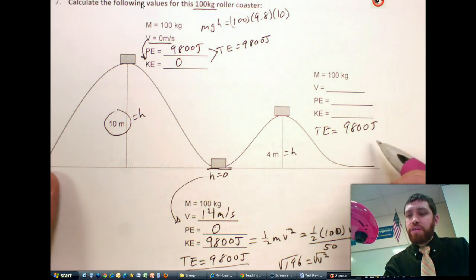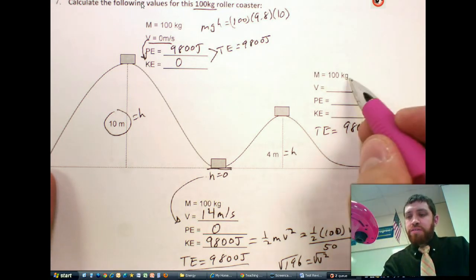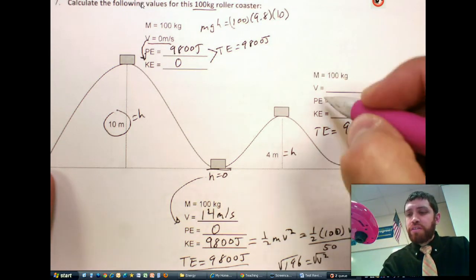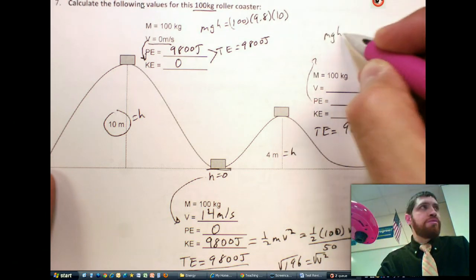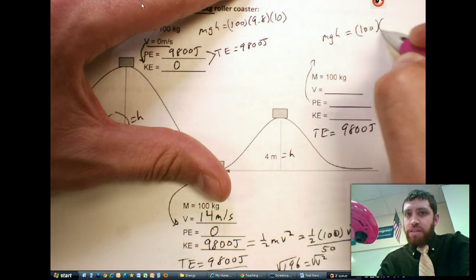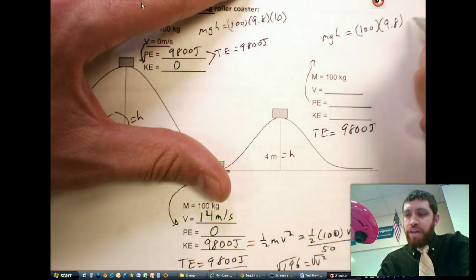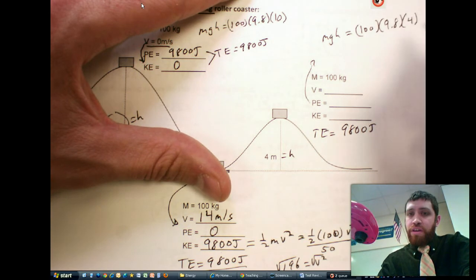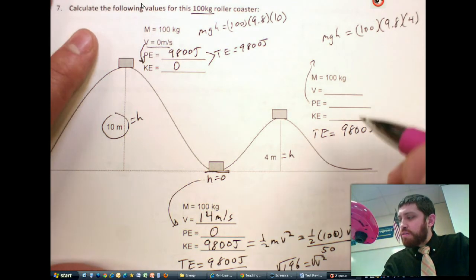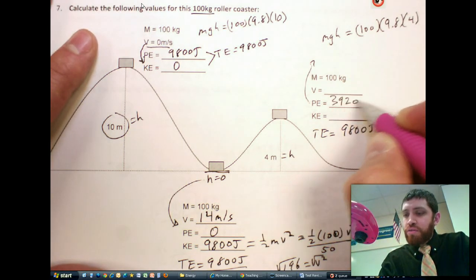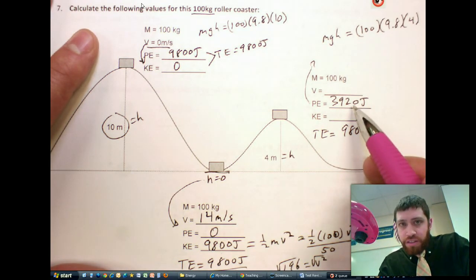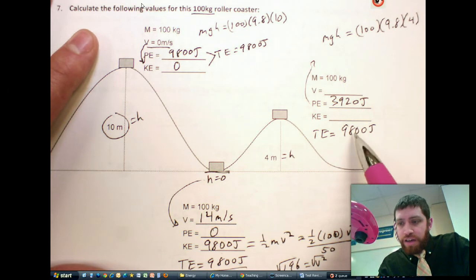All right, so we got to do a little bit of work here. If mass is 100 kilograms and we know the height, then we can come up with potential energy. Potential energy is mgh. So we'll do the mass, 100 kilograms, times gravity, 9.8, times the height, which is 4. 100 times 9.8 times 4. When you do that, you should come out with 3,920 joules.